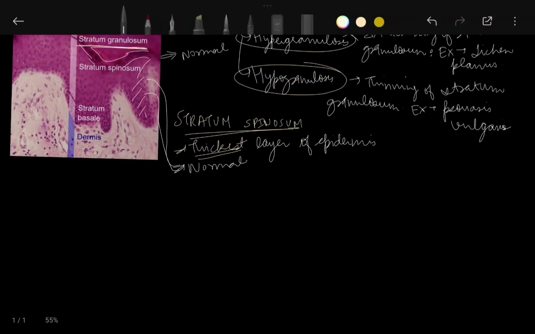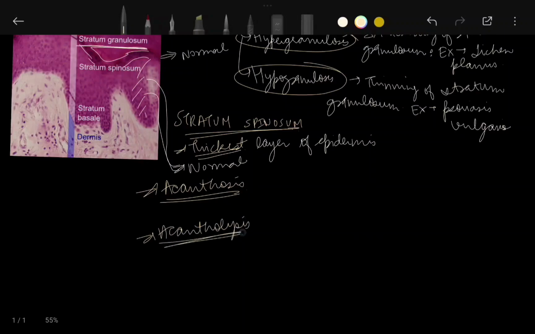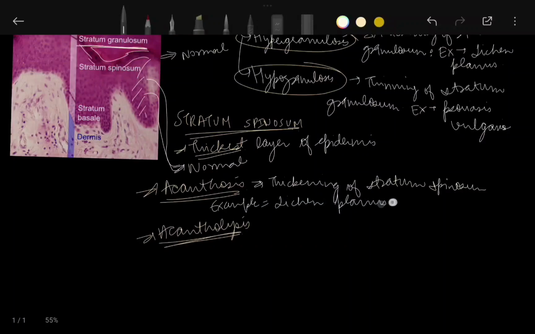Now there can be acanthosis and acantholysis. We use the terms acanthosis and acantholysis instead of hyper and hypo. In acanthosis there can be thickening of stratum spinosum, example in case of lichen planus. And there can be hypergranulosis too in case of lichen planus. Acanthosis and hypergranulosis is seen in lichen planus.